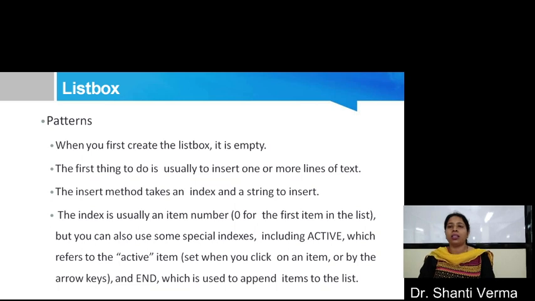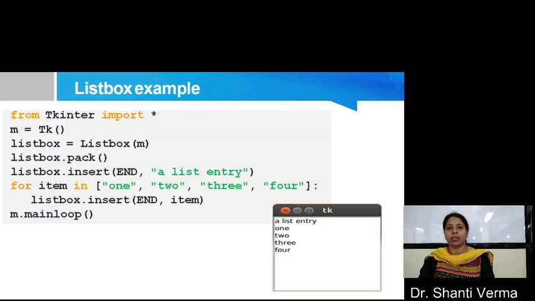Now let's discuss how the list box is created. Basically when you create a list box, it is an empty list box. So the first thing you have to do is to insert an item in the list box. To insert an item in the list box, the insert method is used. Basically the first item in the list box has the index 0, but you can use some special types of indexes like active, and END is used to append the items to the list.